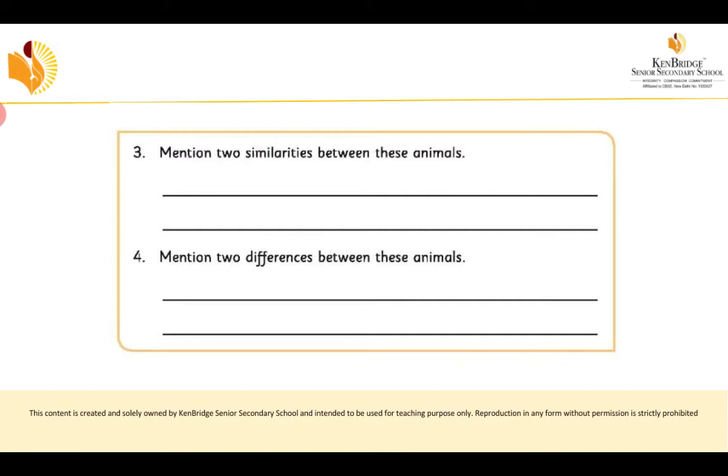So, we have two animals, no? What are the two similarities for these two animals? You should write them. And in the fourth question, mention two differences between these animals. What is the difference between these two animals? That also you should write here.